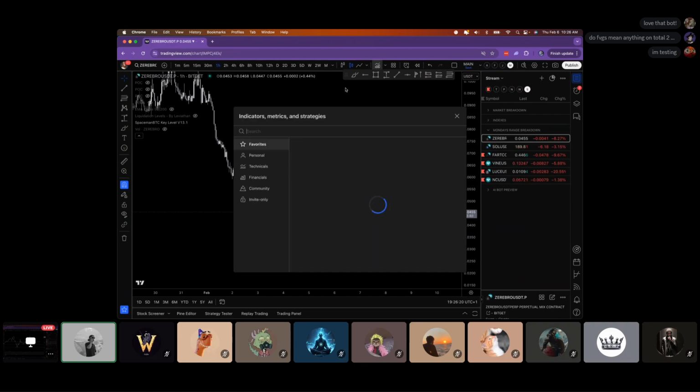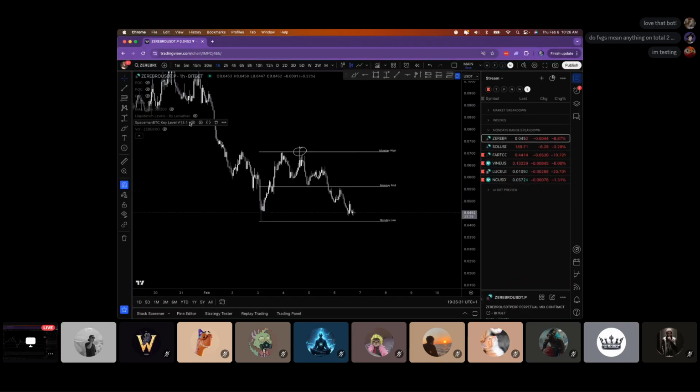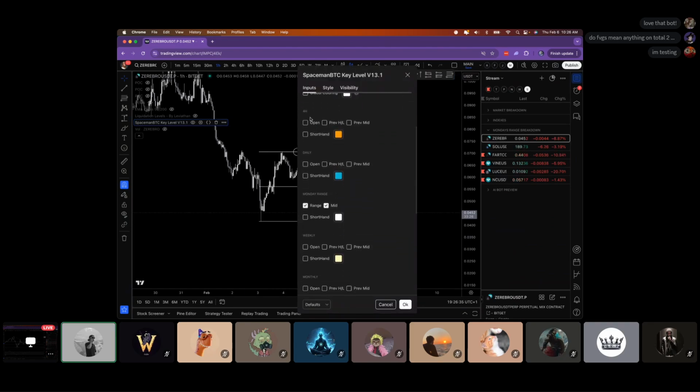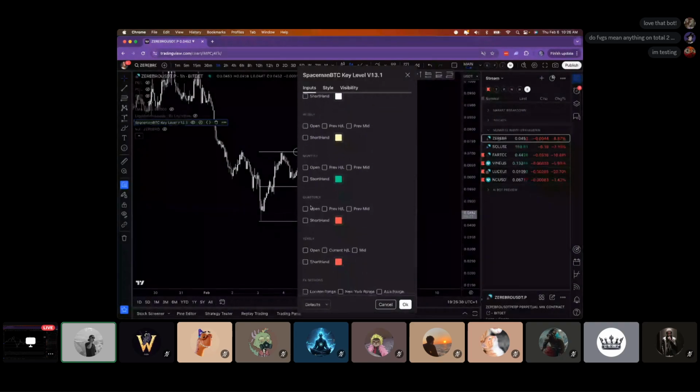So when you go into indicators, just type in spaceman, and it's just this key levels spaceman, 7.8K. You just put that on. You can do all types of levels. You can do 4 hour, you can do daily, Monday range, weekly, monthly, quarterly. You can do the open, the highs, the lows, all of that.